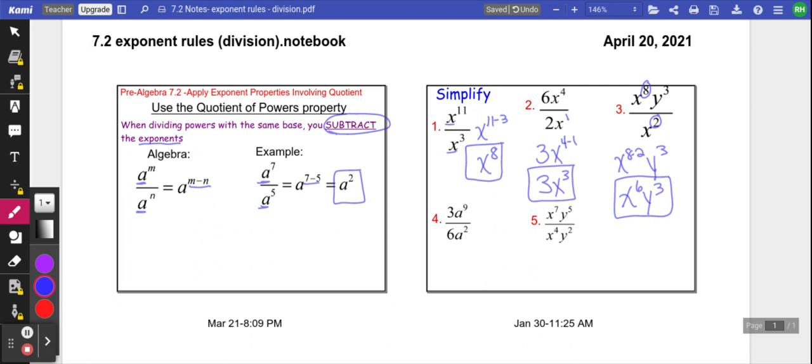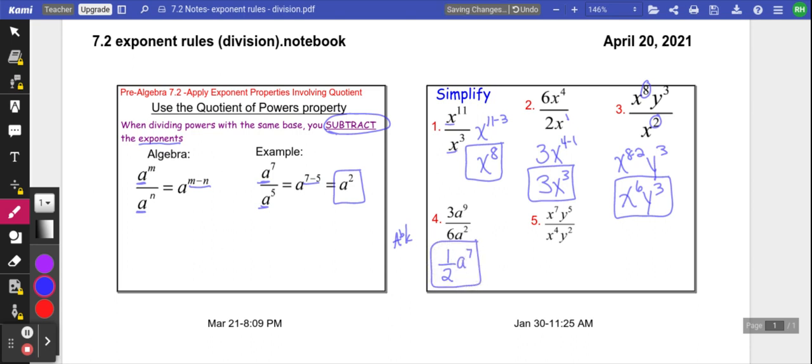Now, this is an example of one with 3 over 6. If I typed it in my calculator, I would get a decimal. So when it's fraction format, we want to type it in as a fraction using your ABC button, right? And then your calculator will simplify the fraction for you. So 3 over 6 actually gives you 1/2. And then when we subtract 9 minus 2, we get a to the 7th.